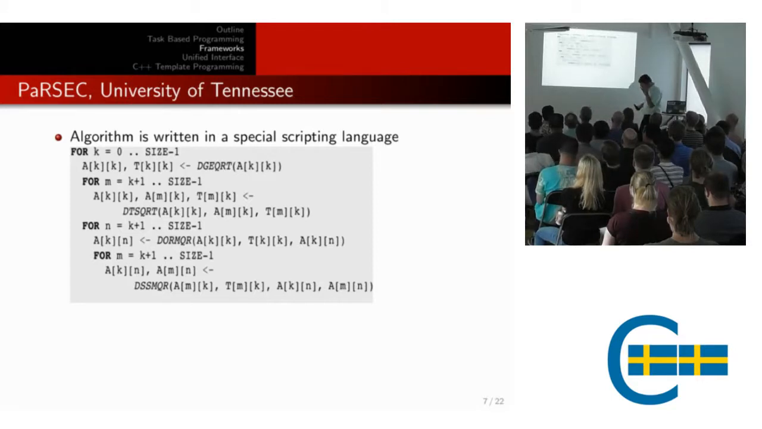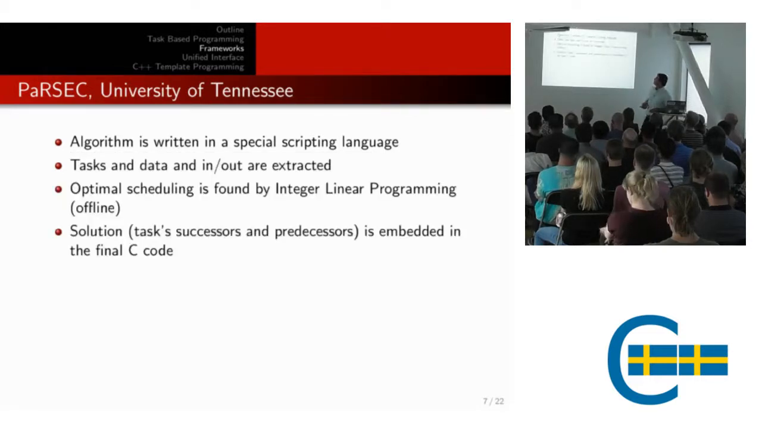When the script is written, it can be processed by some other post-processing tools from Parsec that convert it to C code. The tasks and data from the script are extracted. Then the graph is constructed by the utility, and the optimal scheduling for a specific task can be found offline. The optimal solution is written in C code that can be embedded in our project for compilation and linking later.